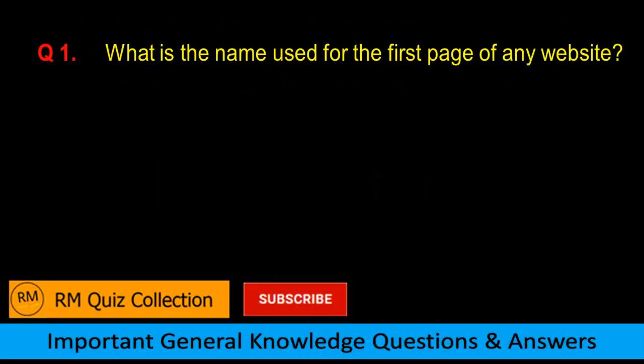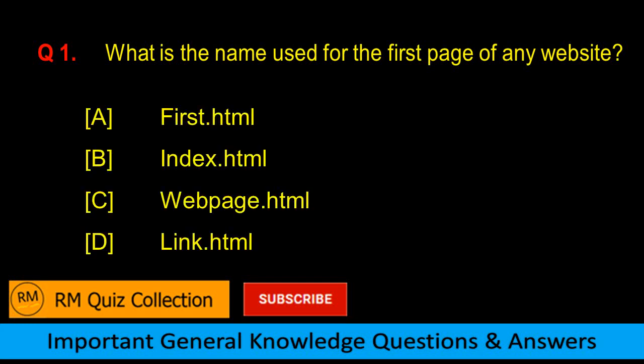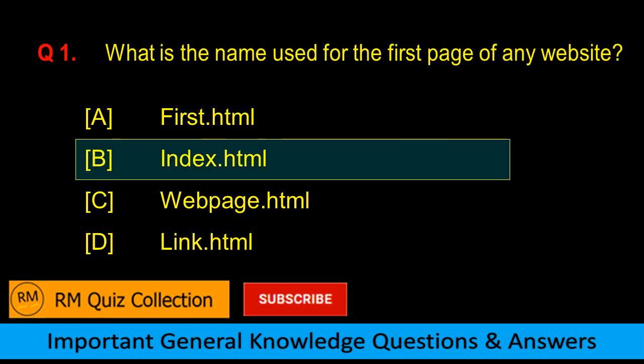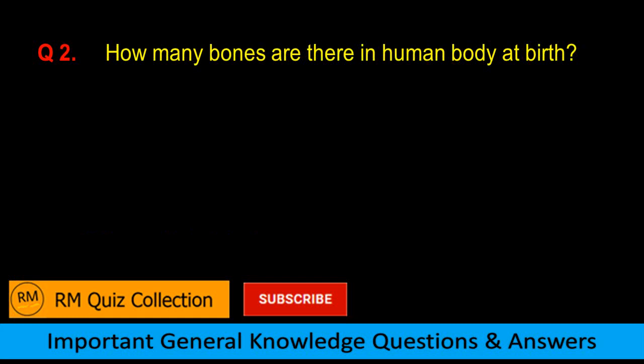Question 1. What is the name used for the first page of any website? Your options are A. first.html, B. index.html, C. webpage.html, D. link.html. Your answer will be option B. index.html.